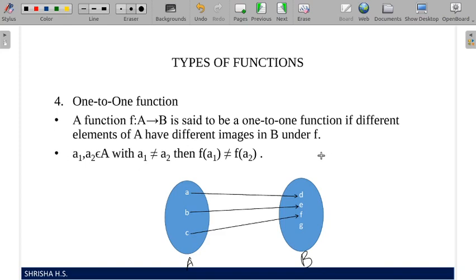So the second one, what it is telling: if a1 and a2 are two different elements in set A, so a1 is not equal to a2, that means they are different elements. Then the images, when you apply the function to those a1 and a2 elements, are also different. Okay, so if the elements are different, their mapping will also be different. If the elements are the same, the mapping will also be the same. So different elements will be having different mappings in set B, and this is about the one-to-one function.